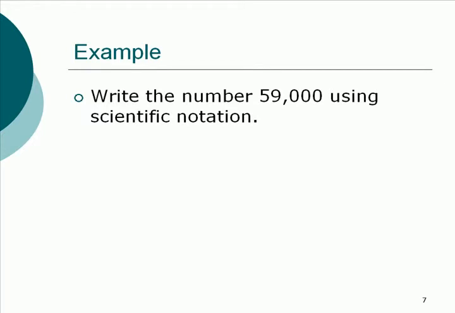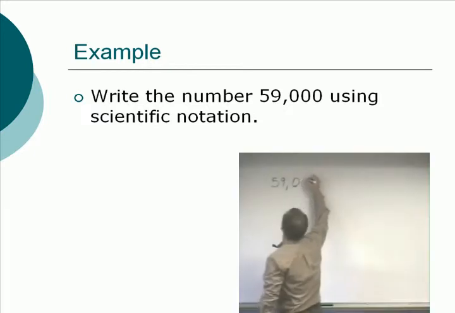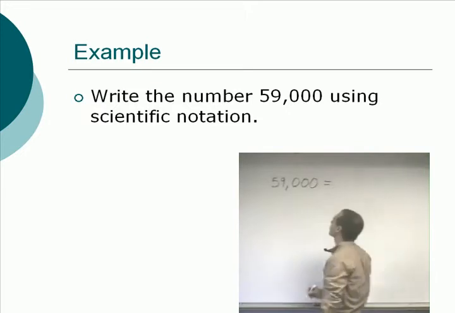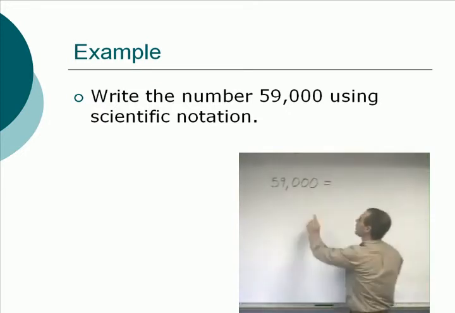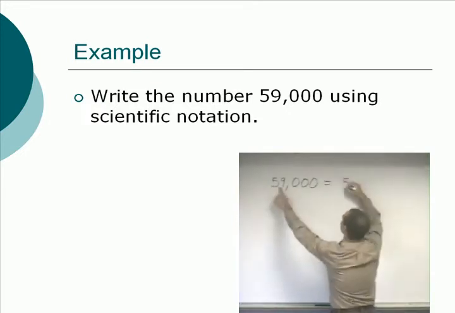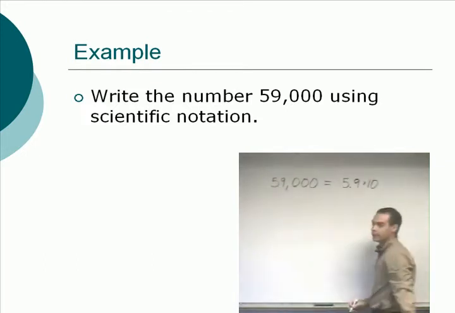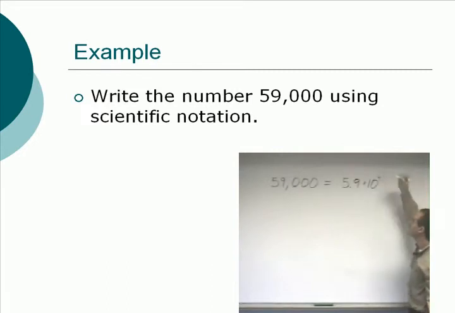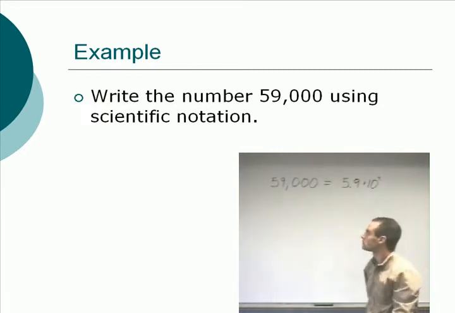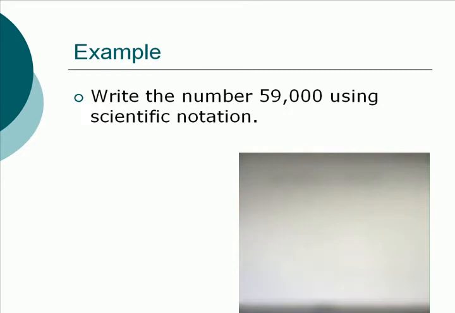59,000 using scientific notation. Now, we won't factor out all those zeros this time. We'll just count how many decimal places we need to move it, and we'll call it 5.9 times 10 to the what? 4th power. Had to move it 4 spots. Okay?